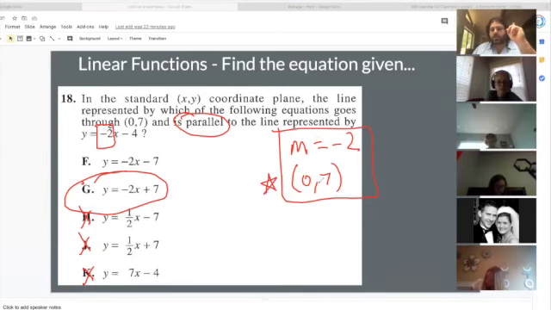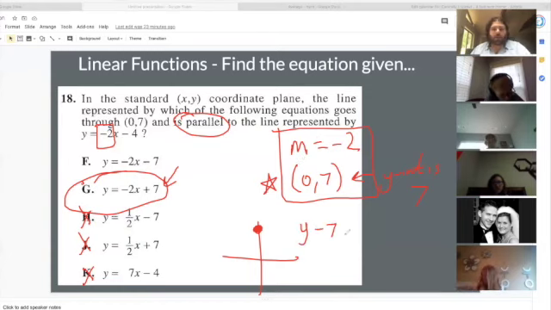Good trick there, Dawson. He recognized that this coordinate 0, 7 lies on the y-axis. So it is the y-intercept. They're telling you that the y-intercept is 7, right? So that means we should have a +7 there. This is the one case where we don't have to do the y minus the y coordinate equals m times x minus the x coordinate.